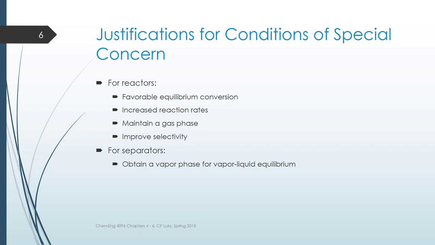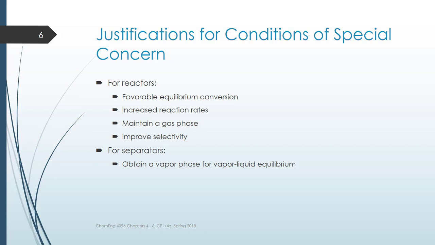Now there are a couple of other things. On reactors, we're going to be concerned about whether or not we're getting a favorable equilibrium conversion. We also want to go for the temperature that's going to kind of optimize our reaction rate. We may need a higher temperature so that we can keep a gas phase present, or maybe choosing a higher or lower temperature will improve our selectivity for our desired product.